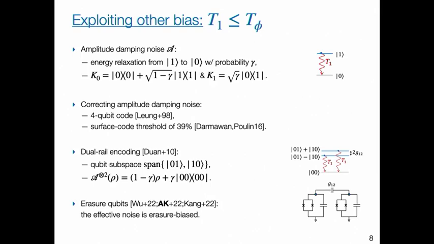And the dual rail encoding is a realization of a more general idea, which is the idea of erasure qubits. Here we're thinking of defining our qubit in a way that the effective noise that affects that qubit is biased toward erasures. And we've heard during this conference that this idea can be realized with neutral atoms and trapped ions. I'll be talking about superconducting circuits, but I'm not particularly tied to any experimental realization.